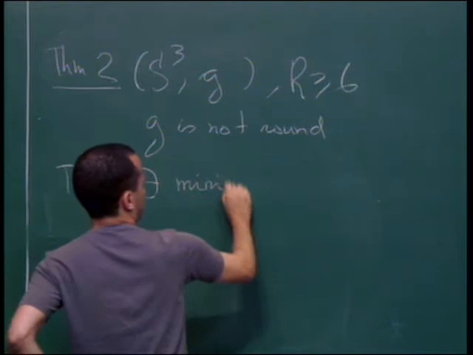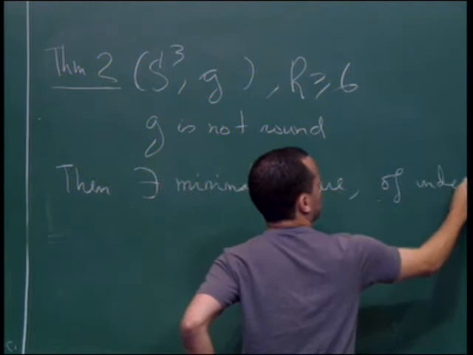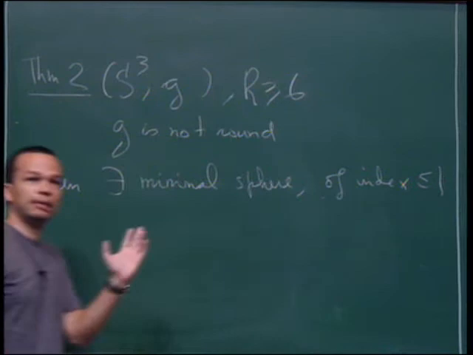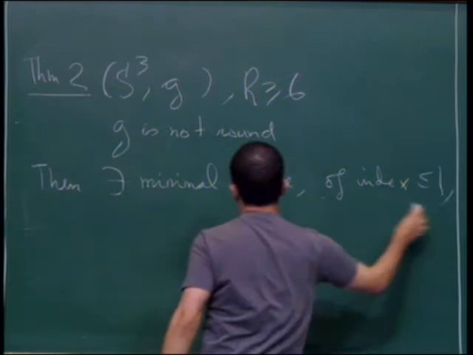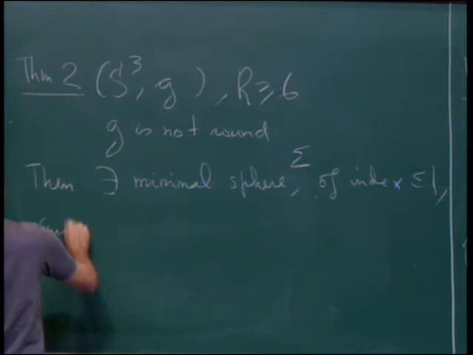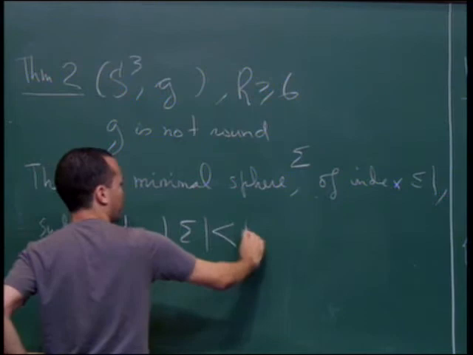of index. In this case, the index is less than or equal to 1. The sphere could be stable, for example. It cannot be stable here because of the positive Ricci curvature assumption. Of index less than or equal to 1, let's say sigma, such that the area of sigma is strictly less than 4 pi.